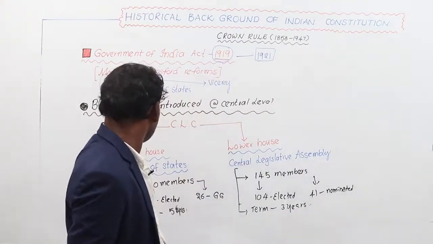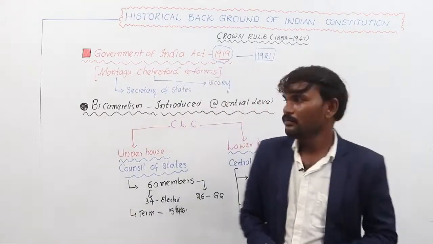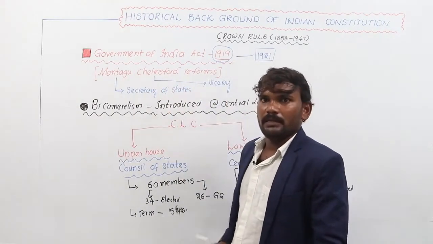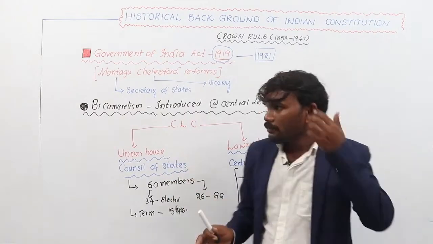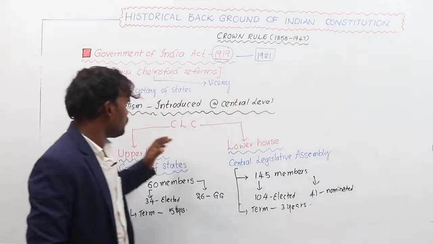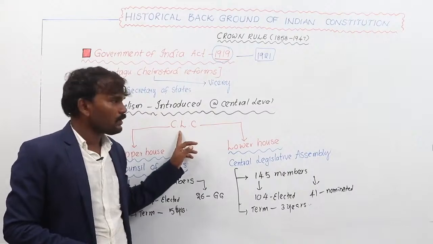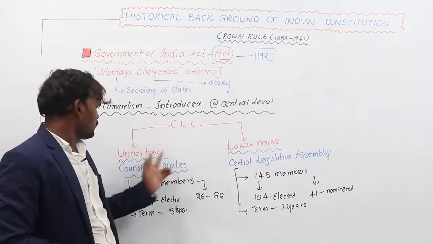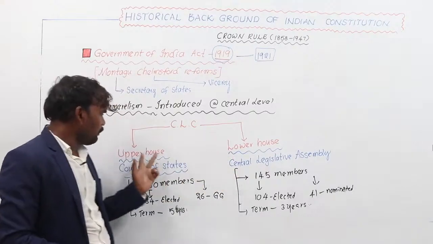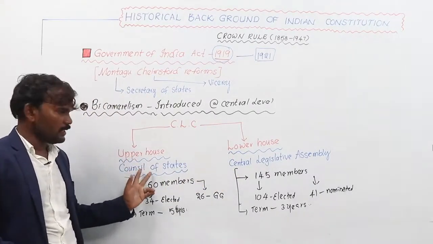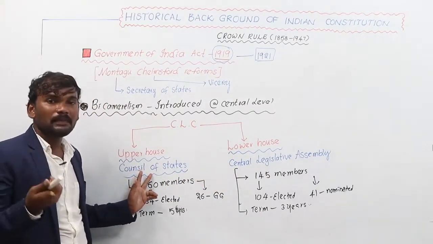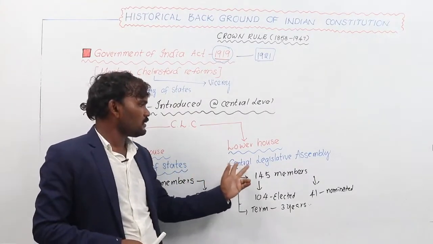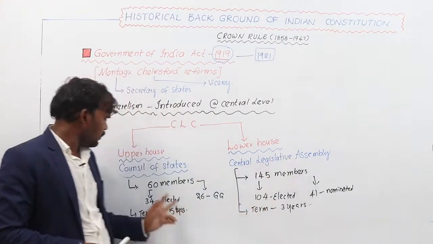This is all about the Central Legislative Assembly and Council of States. Very, very important here. Bicameralism was introduced at central level. Then the Central Legislative Council was divided into two houses, upper house and lower house. The upper house is called the Council of States, which represents states. And the lower house is called the Central Legislative Assembly.